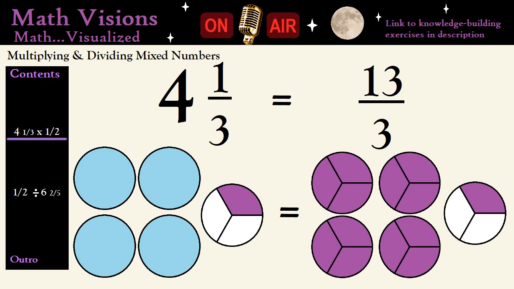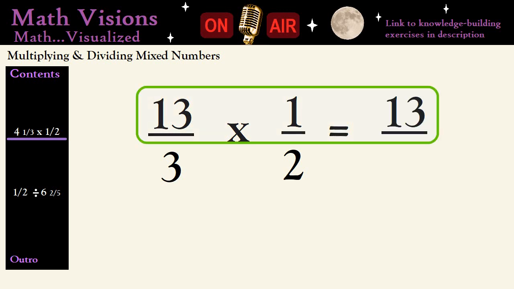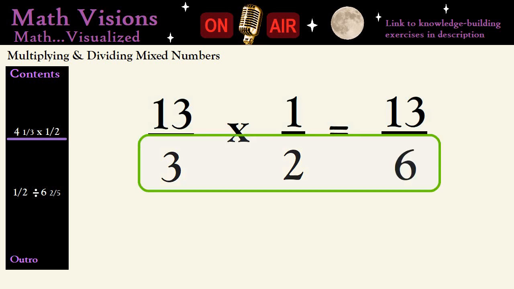Now we can multiply our converted mixed number by 1/2. We start by multiplying the numerators 13 and 1 by each other and get 13 as a numerator in our answer. Next, we multiply the denominators 3 and 2 by each other, which is 6. This is the denominator in our answer.